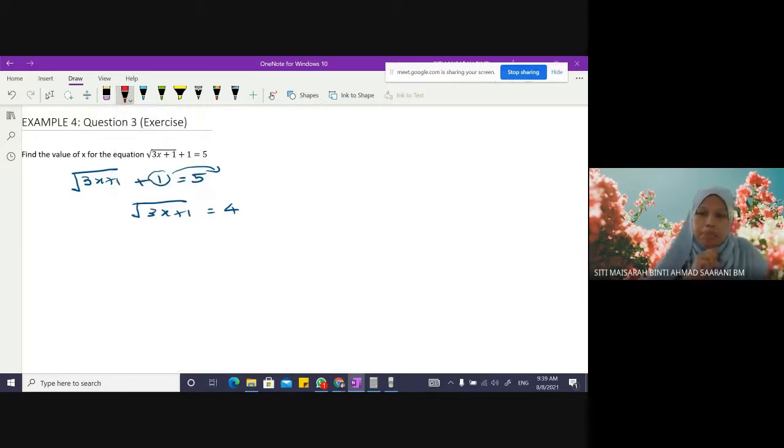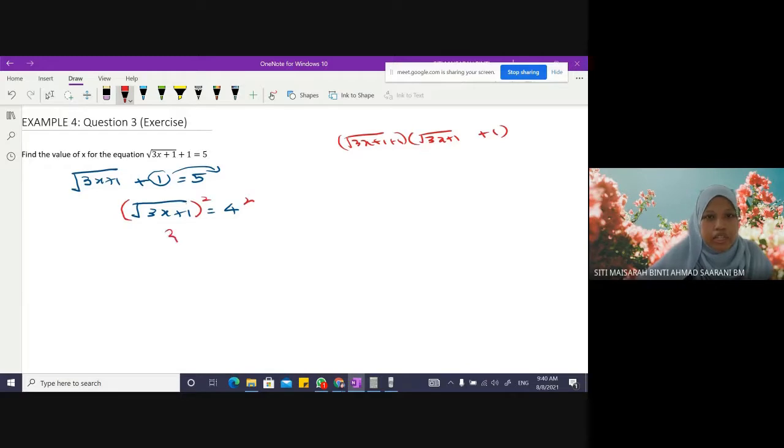Okay, kenapa kita biar surd tu duduk sorang-sorang? Sebab kalau boleh kita nak senang square lah, kita tak mau banyak kerja. So jadi kalau tadi awak kena buat dua bracket macam ni: surd 3x plus 1 plus 1, surd 3x plus 1 plus 1. So ni awak akan ada 4 term bila awak expand. Okay, so Meda nak avoid tu. So jadi Meda pindahkan satu biar dia surd tu single. Okay, so jadi sekarang kita boleh square both side.